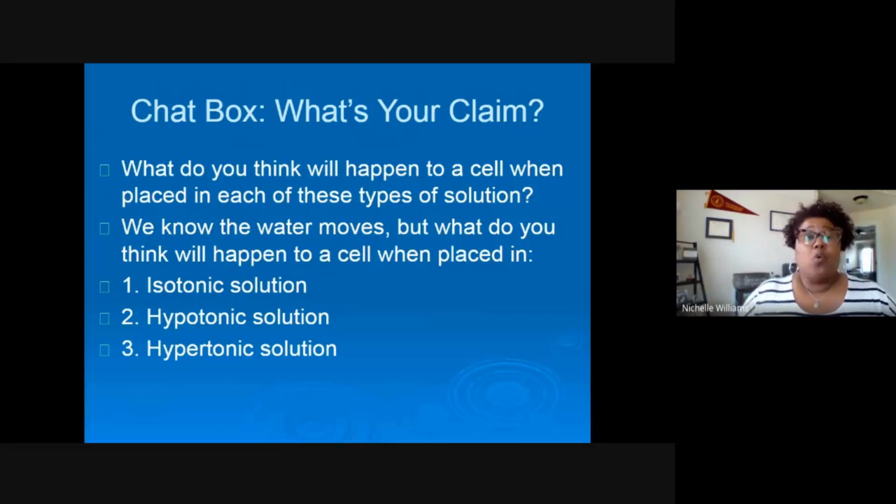So I'm going to say that the water is just going to move back and forth at the same constant rate, but it's going to stay the same. The cell is going to stay the same size, and that's what the cell is going to work towards, staying the same size because the concentration is perfect. Iso means same, so it's perfect, it's balanced. So I think that the cell shape or size won't change and that the water will just move back and forth at the same rate.